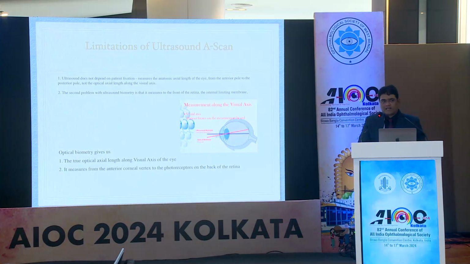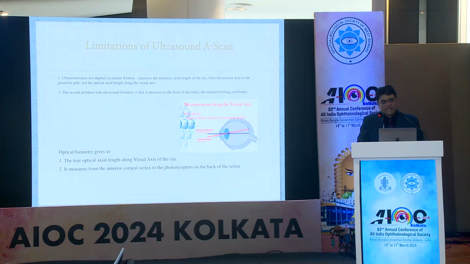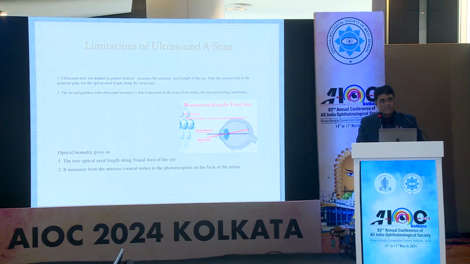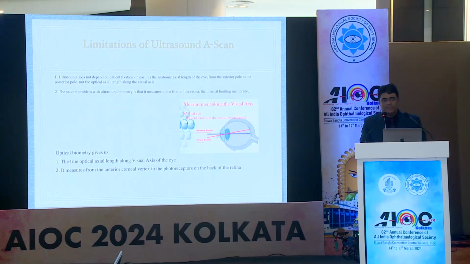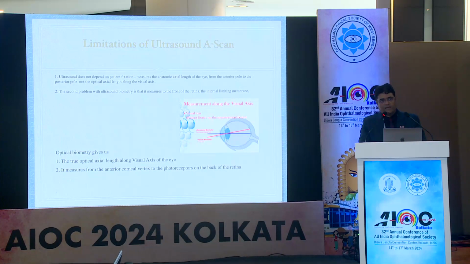But the limitation of ultrasound A-scan, we all know, is that it depends on patient fixation, unlike optical biometry. Whenever we are doing optical biometry, the patient is fixating, so we are taking all measurements along the visual axis. That is what we want if we want a perfect axial length. Whereas in ultrasound, it's not like this.